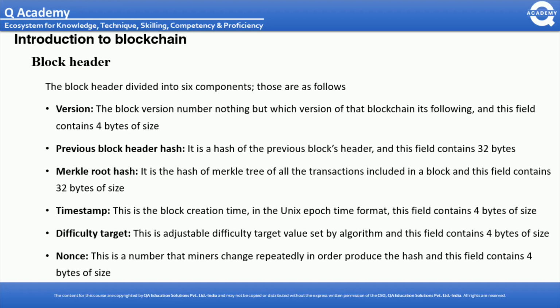Timestamp. This is the block creation time, in the Unix epoch time format. This field contains 4 bytes of size. Difficulty target. This is an adjustable difficulty target value set by the algorithm, and this field contains 4 bytes of size. Nonce. This is a number that miners change repeatedly in order to produce the hash, and this field contains 4 bytes of size.